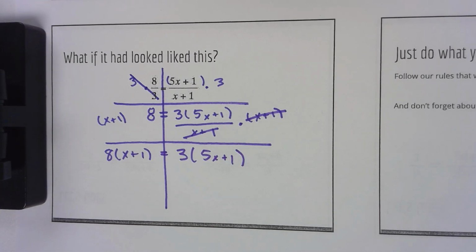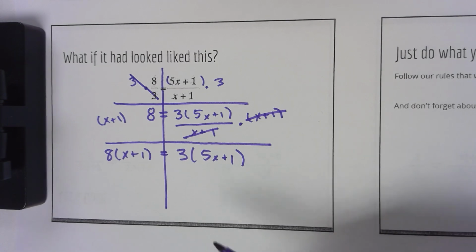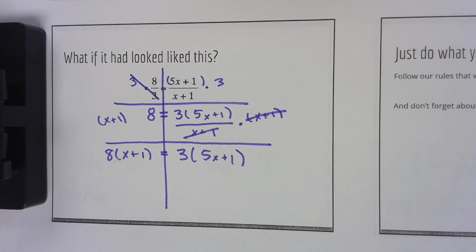Does that look familiar now? That's exactly what we just solved, right? The only difference is the 3 and the 5x plus 1 are on the right side, and the opener is on the left side. So with these proportions and with these problems that are fractions, we just need to figure out a way to undo that division. And really it happens by us multiplying by both denominators.